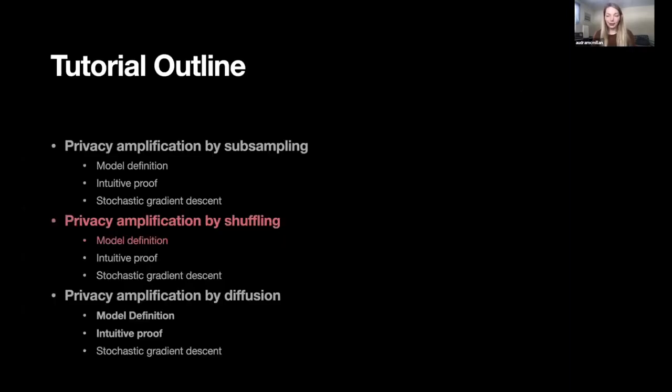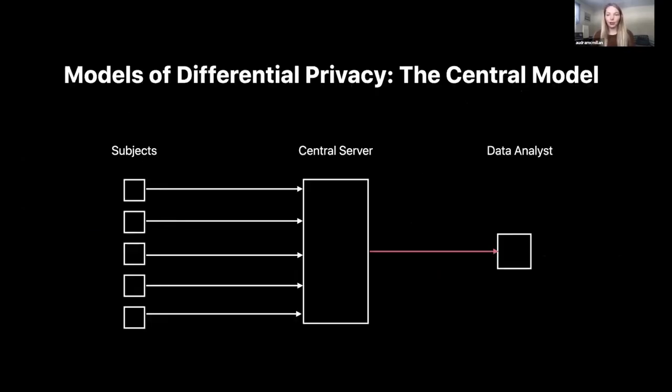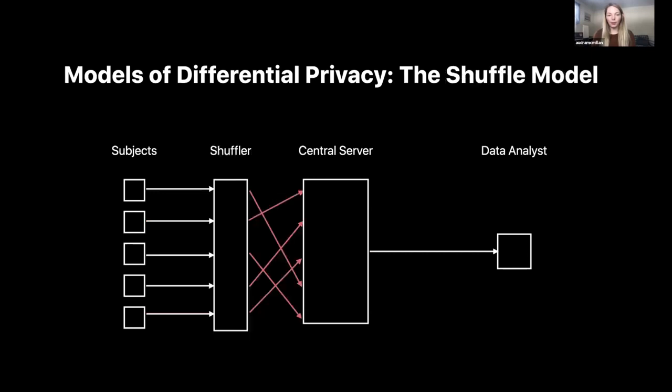Okay, so our next amplification guarantee or system is shuffling. Remember, we had the central model of differential privacy where we cared about what came out of the server. We had the local model of differential privacy where each person had already privatized their data by the time we got to the central server. And the shuffle model is sort of a hybrid between them.